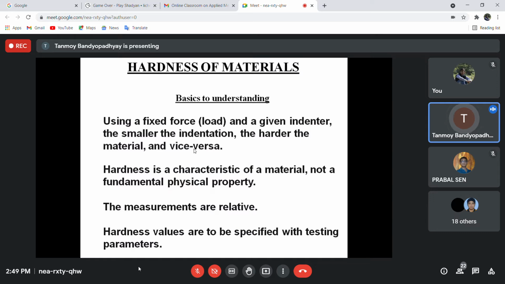So hardness is generally measured at the surface of the material. Suppose I take a specimen. If I say the Young's modulus of this mild steel specimen is 210 GPa, which is very basic data for mild steel, that means that on the entire structure or the volume of this specimen, at all the points it will have the same value of the Young's modulus.